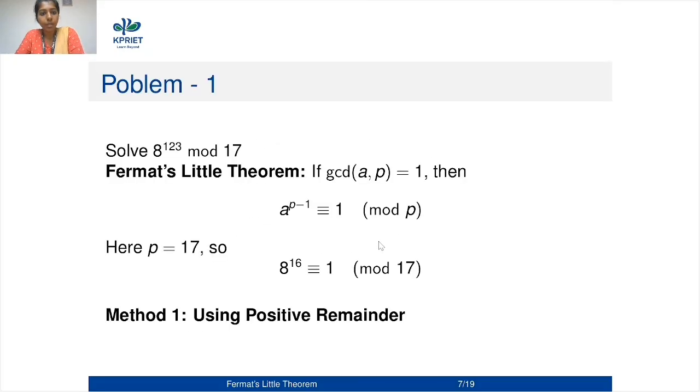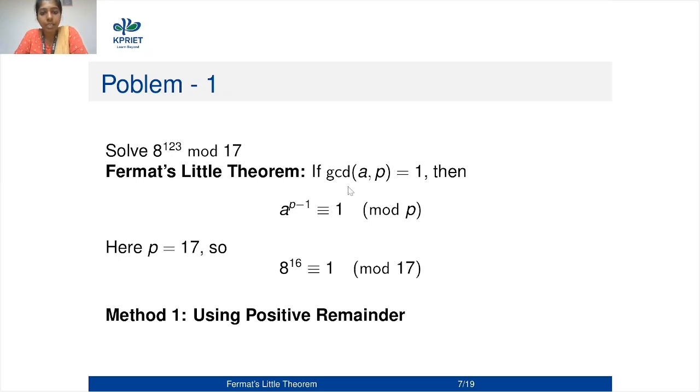Okay. So here let us have the first problem. We have to find the remainder of 8 power 123 when it is divided by 17. So here, to find the remainder of this number 8 power 123, we are going to use Fermat's little theorem.